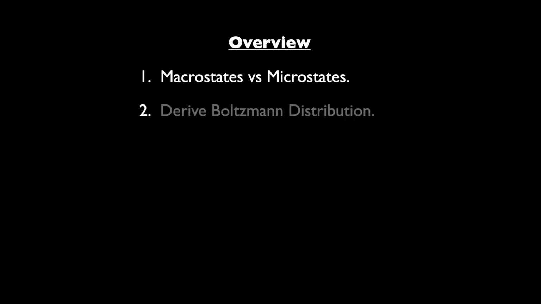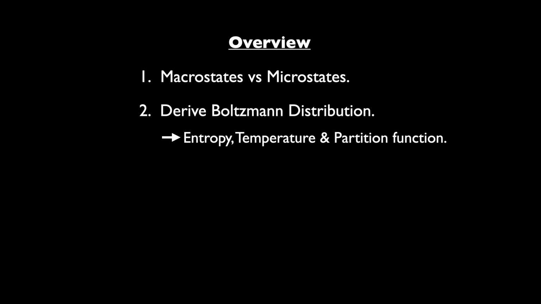Here's an overview of what we will talk about. First, let's look at the concepts of the macrostates and the microstates of a system. It turns out that a single macrostate can be realized by a great number of microstates. Based on these ideas, the Boltzmann distribution, which gives the probability of a system being in a particular microstate, will be derived. From this, we get a mathematical definition of entropy and temperature, which conform to our physical intuition.